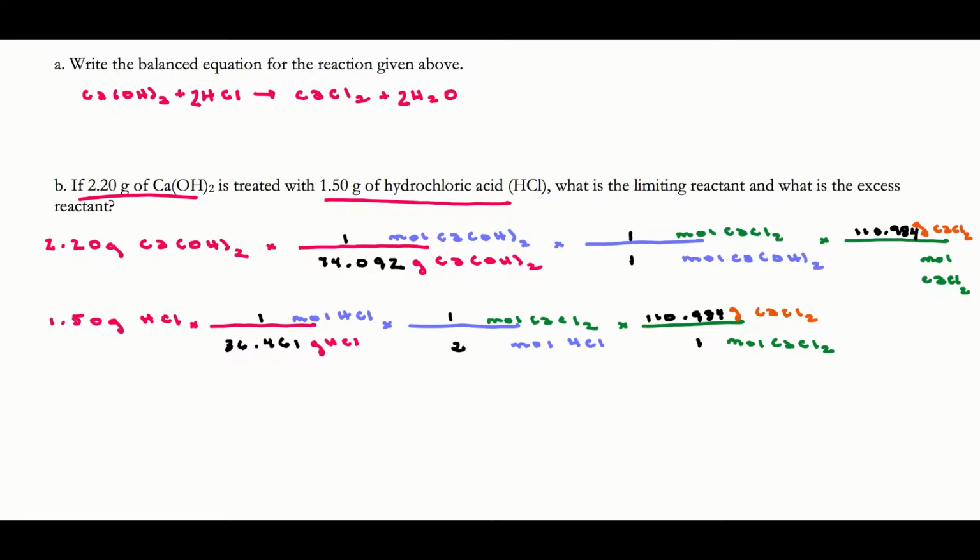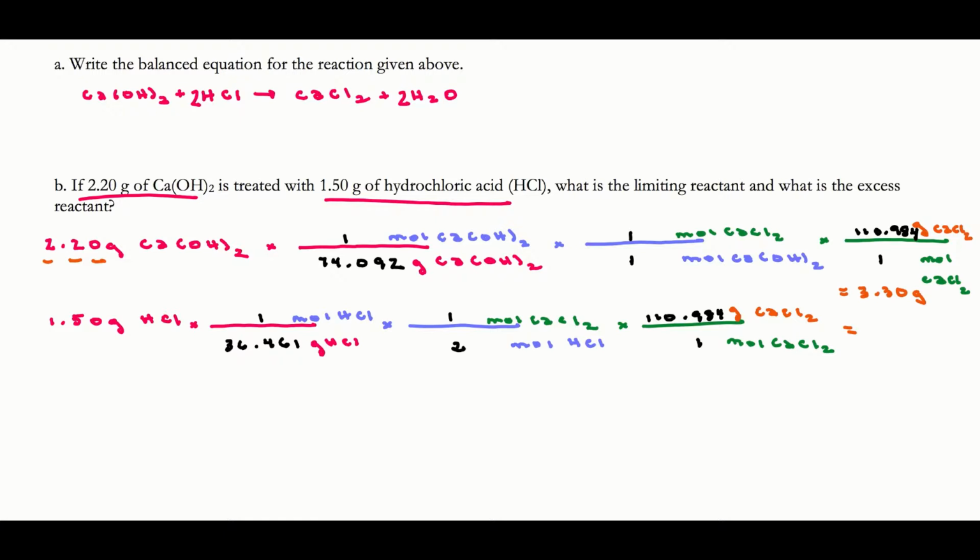Okay? So when I actually do out the calculations, 2.2 divided by 74.092 times 1, so nothing, times 110.984, and keep in mind this is for every 1 mole of calcium chloride. Okay. If I round to 3 sig figs, which I need to do because that's the fewest number of sig figs in this problem, I get, so unrounded, it was 3.295, so this would then round to 3.30 grams. Okay. Meanwhile, so that's how much calcium hydroxide produces. Calcium hydroxide produces 3.30 grams of calcium chloride.